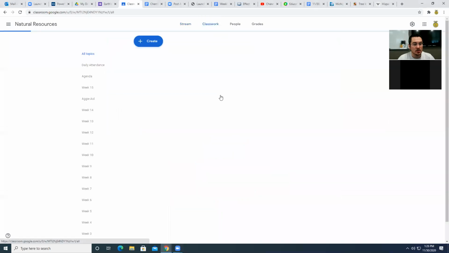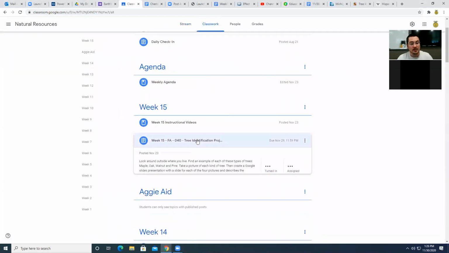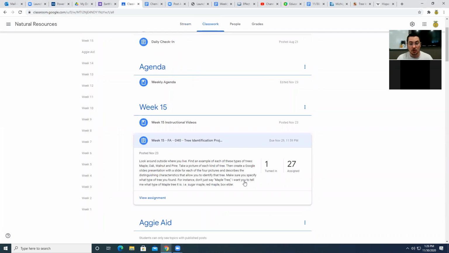We've been talking about tree identification and I am going to push back our deadline for the assignment that we started last week. Assignment number 40, what you are tasked to do was to go out and take a picture of the 4 different types of trees that we have been working with in tree identification. The 4 types of trees are a maple tree, an oak tree, a walnut tree, and a pine tree. You need to go find each of those trees, take a picture of it, and then create a slide deck that shows the distinguishing characteristics and how you know that that tree is that tree.